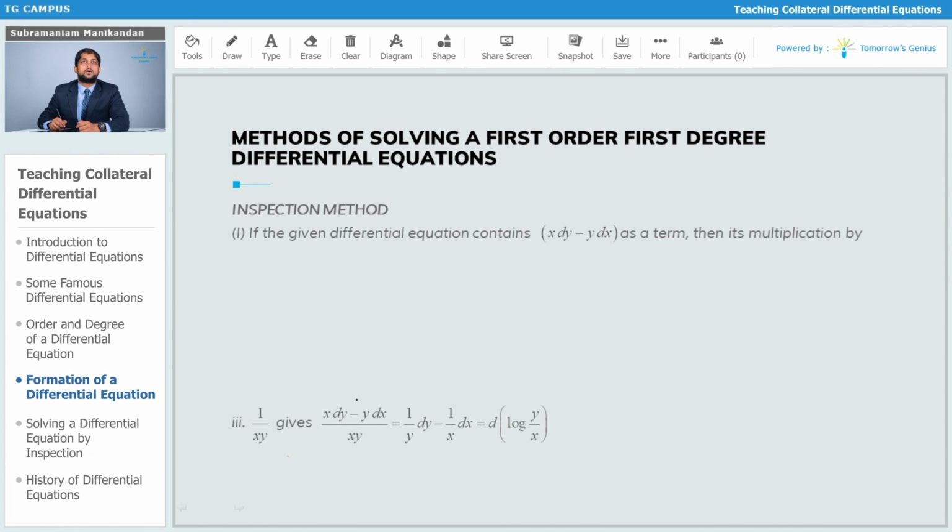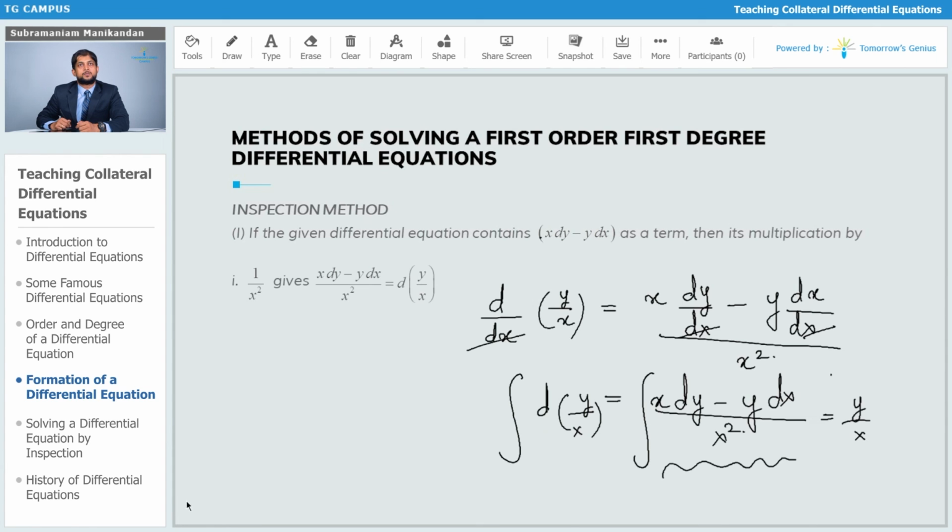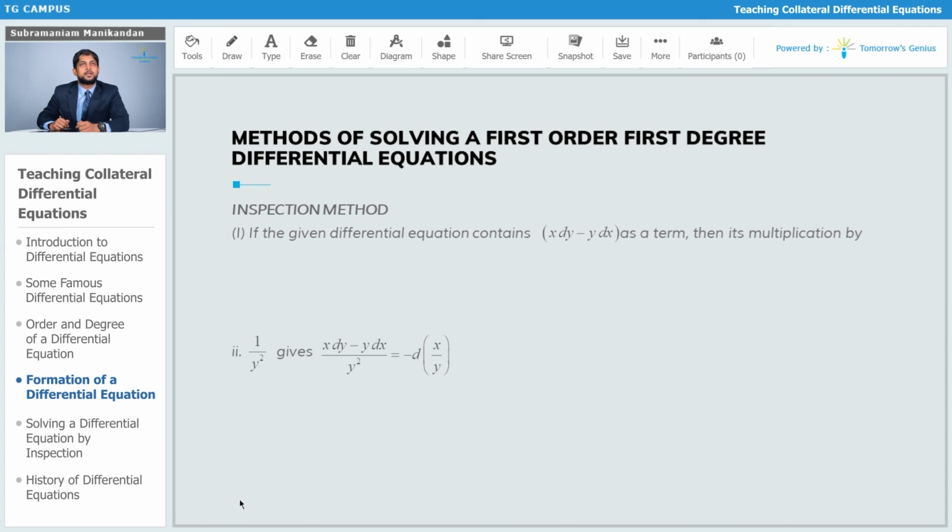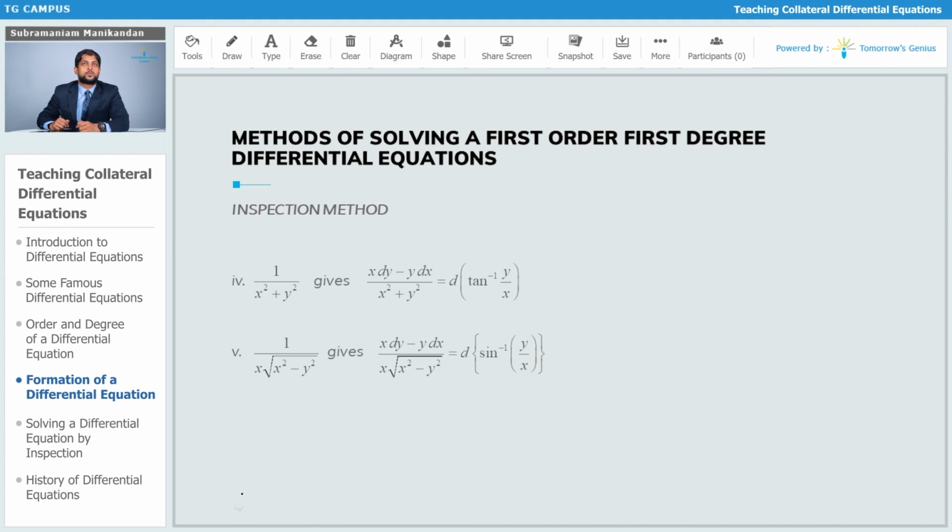Now in all of these, x dy minus y dx is the term that is constant. Depending upon what we multiply it with, we get different terms. In the first term, we got d of y upon x simply. In the second, we got minus of d of x upon y. In the third, we got d of log of y upon x. Fourth one, we got d of tan inverse y upon x. Fifth, we got d of sine inverse y upon x.